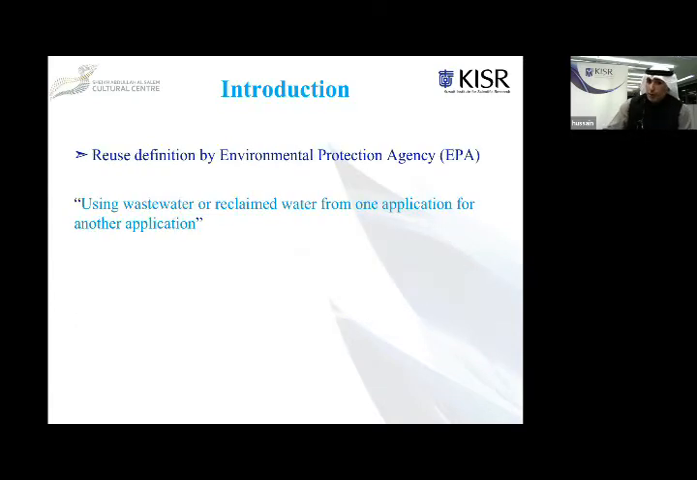As defined by the Environmental Protection Agency, reuse is defined as using water or reclaimed water from one application to another application. For example, as we mentioned, in Kuwait we are relying maybe only on seawater and groundwater in some activities, but recycling and reclaiming water from one source and using it for another will reduce the pressure on the fresh water that we are consuming directly from the desalination plant, and will give us new resources that we can rely on as the population and activities from different points of view, including municipal, industrial or agriculture, are increasing nowadays.